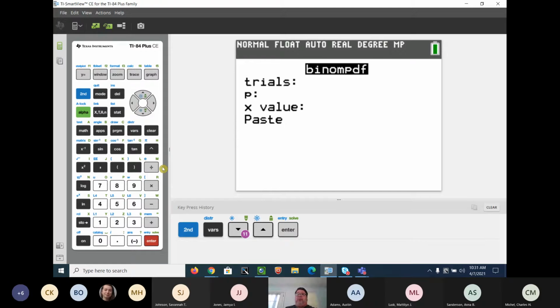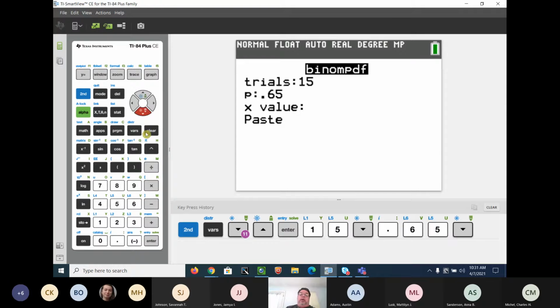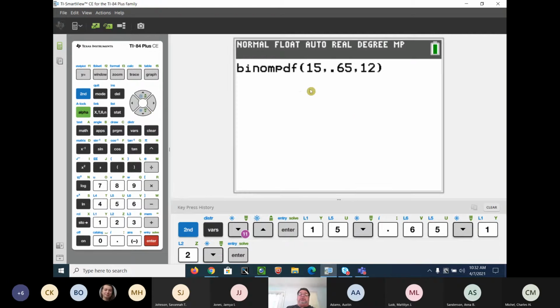If you have an older calculator, just stand by. N is equal to 15. P is equal to 0.65. And X is equal to 12. This is if you have a newer calculator. If you have an older calculator, it's going to look like this when you pull up binomial PDF. It's going to have a parenthesis right there, and you type in 15, comma, 0.65, comma, and 12, and you close parentheses.